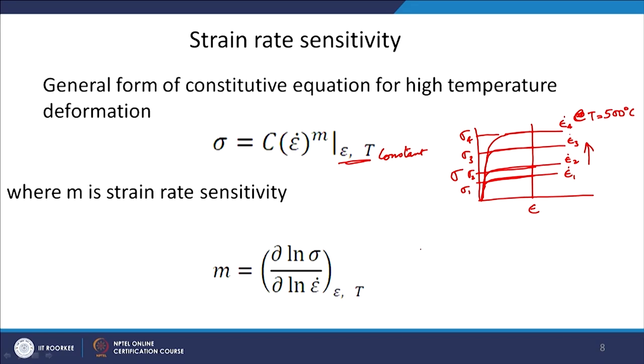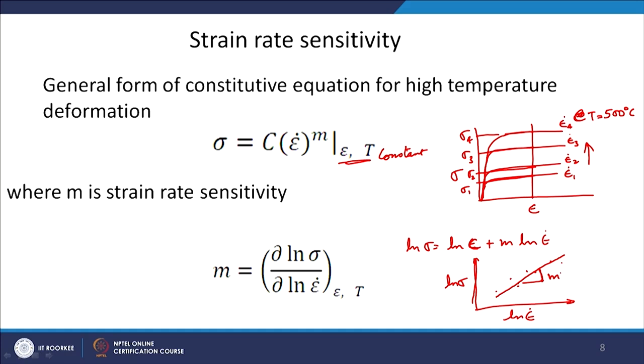Again I can do the same thing if I take log on both sides. So, ln sigma is equal to ln c plus m ln epsilon dot. Again I have linearized the equation, and now taking all these values, if I draw ln epsilon dot versus ln sigma here, you will get some data points and a best fit straight line, and the slope will give you the strain rate sensitivity m.